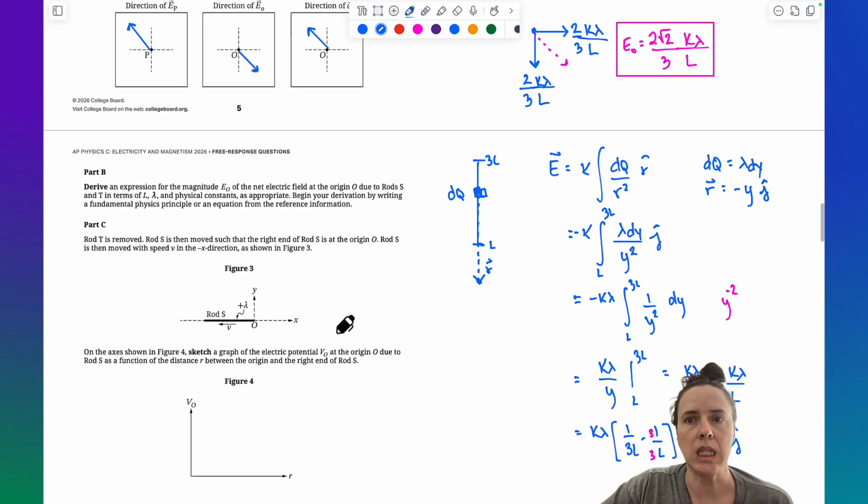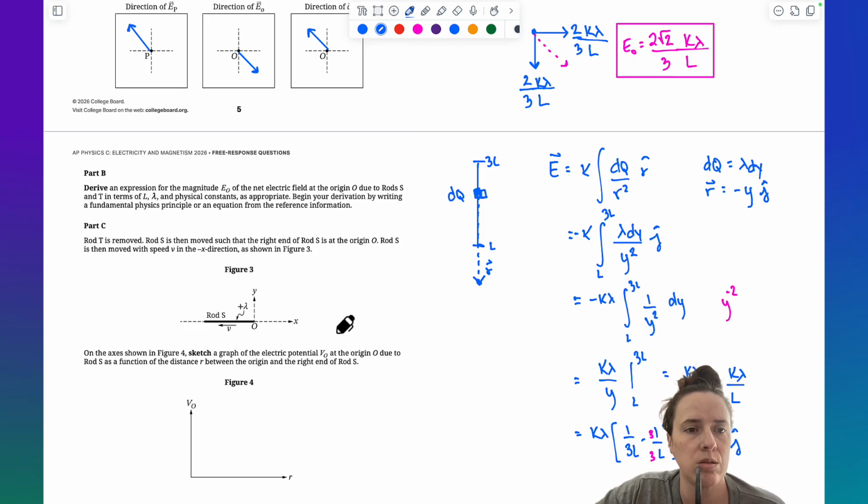Part C, rod T is removed. We just have rod S, which is then moved such that the right end of rod S is at the origin O. Rod S is then moved with speed v in the negative x direction as shown in figure 3. On the axes shown in figure 4, sketch a graph of the electric potential V naught at the origin due to rod S as a function of the distance r between the origin and the right end of rod S.